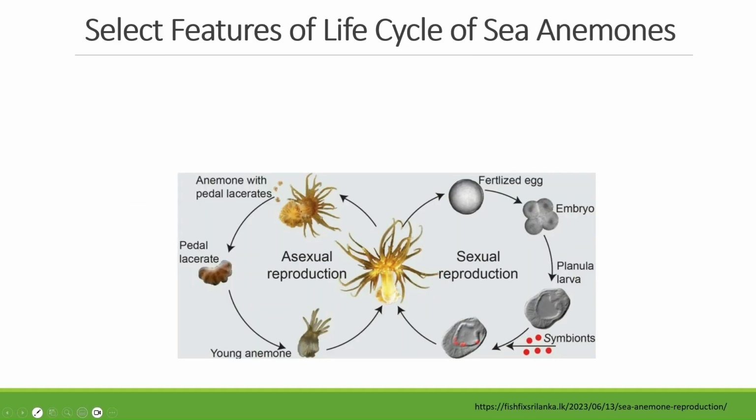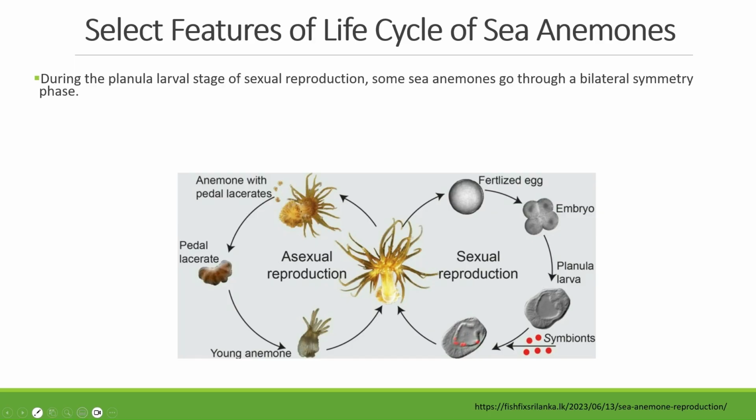Sea anemones have both sexual and asexual options in their lifestyle, and neither will employ a medusa. During sexual reproduction, the planula larva stage is particularly interesting. In many species, the planula actually passes through a brief bilateral symmetry phase before it settles and transforms into the radial adult polyp. This temporary bilateral stage is a reminder that cnidarians are still early in animal evolution.